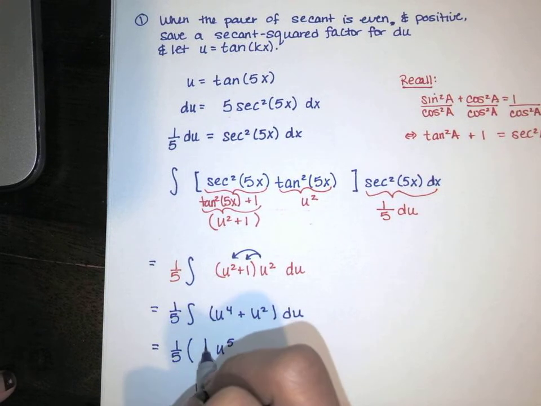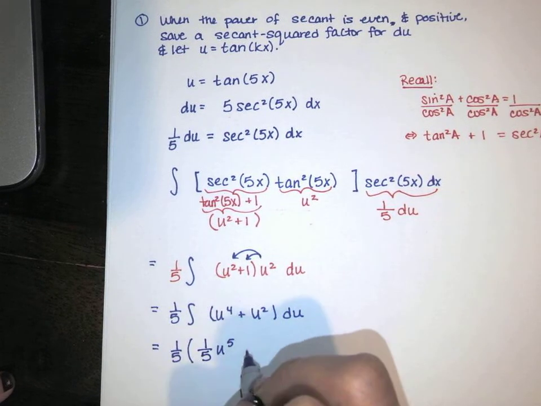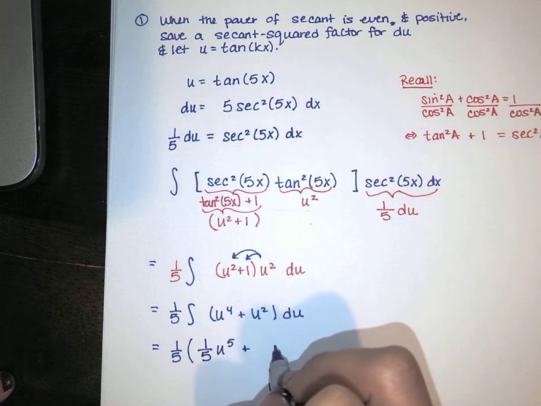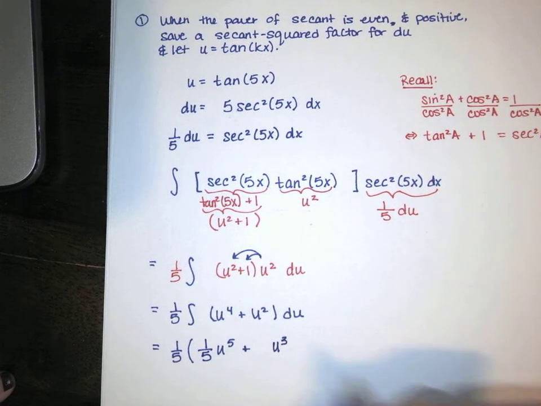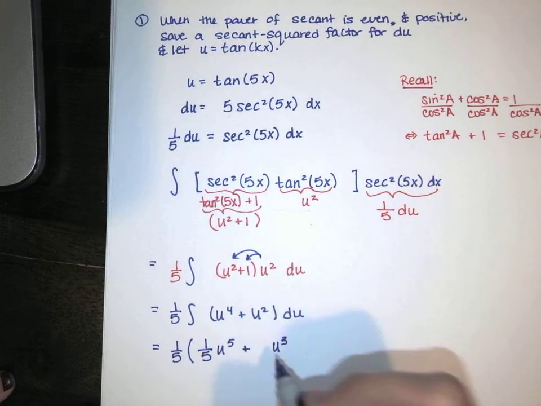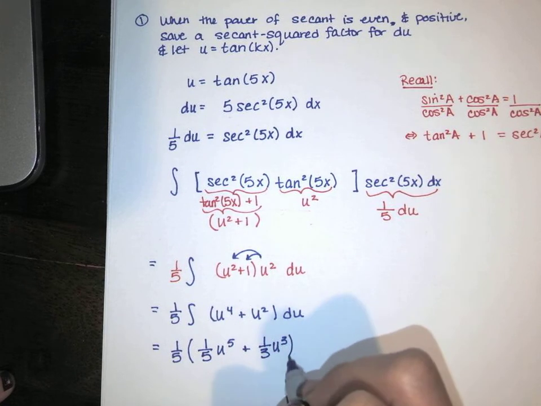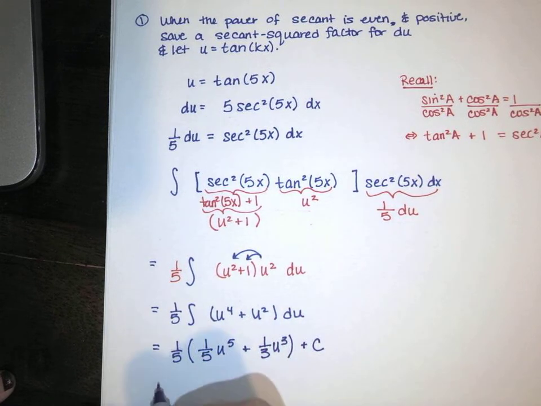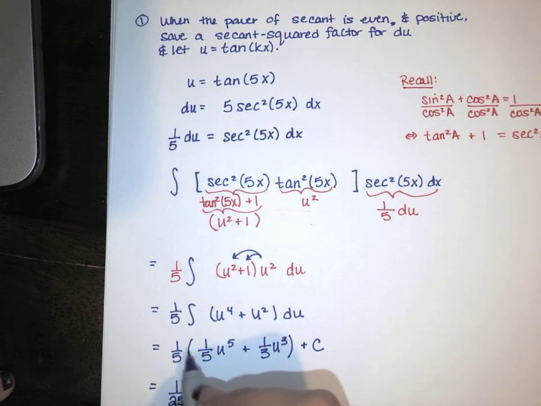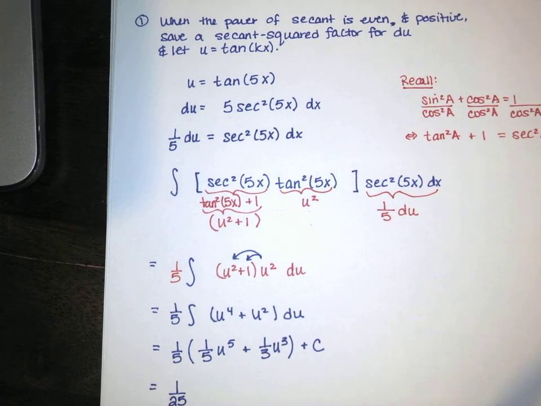Dividing by 5 is the same as multiplying by 1/5. Over here we add 1 to the exponent and divide by the new exponent. Dividing by 3 is the same as multiplying by 1/3. Don't forget your plus c, and you can distribute that 1/5 if you like. I want to. This is going to be 1 over 25, and that's u to the 5th.